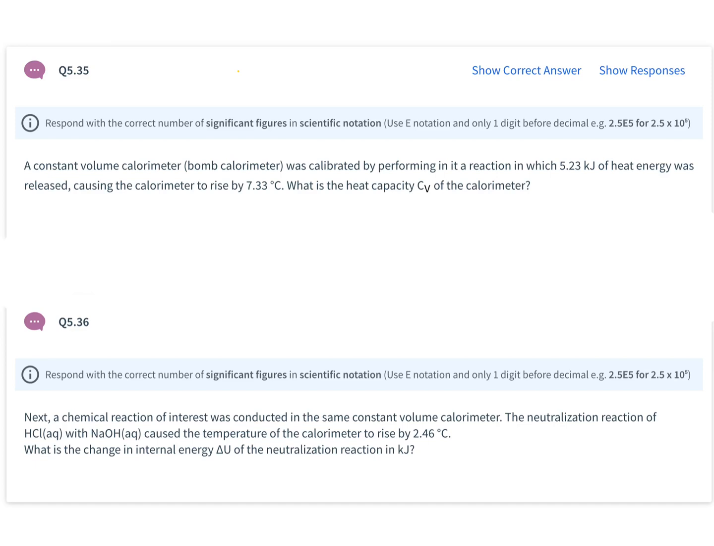For question 35 from the homework, we're given the information that a constant volume calorimeter, a bomb calorimeter, was calibrated by performing a reaction where 5.23 kilojoules of heat was released during the course of that reaction. And that caused the calorimeter to raise the temperature 7.33 degrees. What is the heat capacity of the calorimeter?